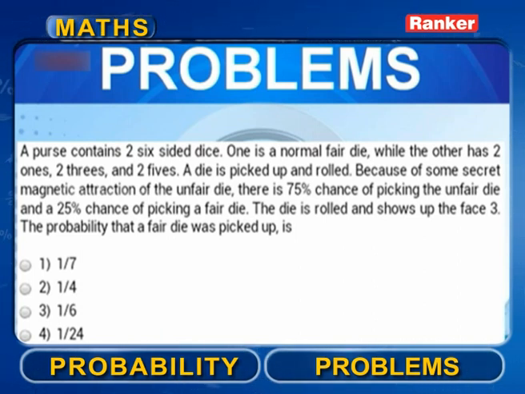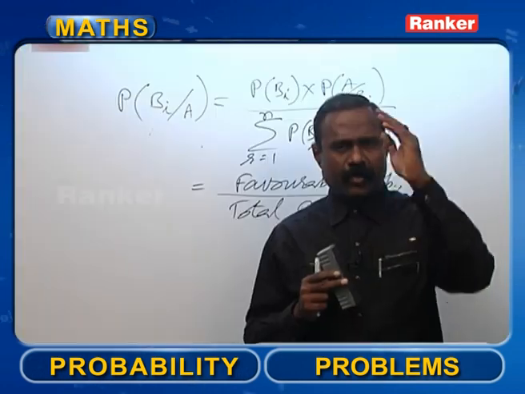Then how do you understand this? What is the probability of getting 1 on a fair die? On a fair die it is 1 by 6. What is the probability of getting 1 on the second die in this case? That is a biased die. How many 1s are there? 2 ones are there. How many total outcomes are there? 6 are there. So it is 2 by 6. Do you see the difference? On a fair die, getting 1 is 1 by 6. On the biased die, getting 1 is 2 by 6.